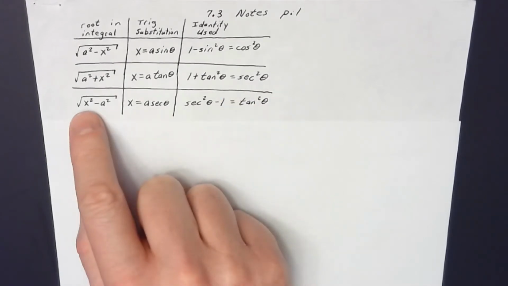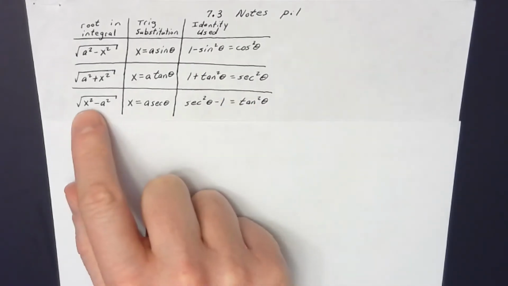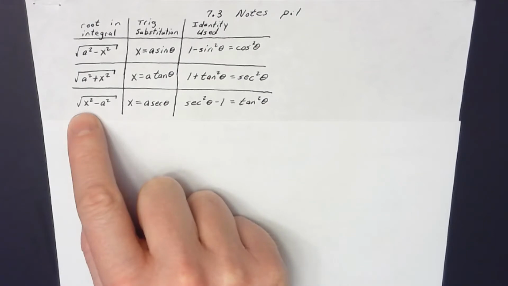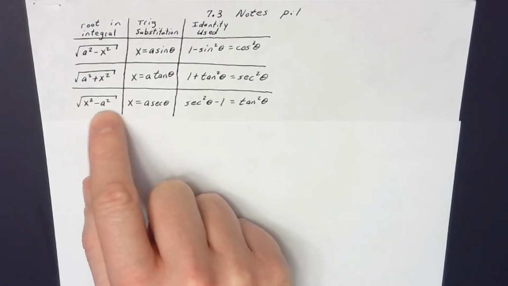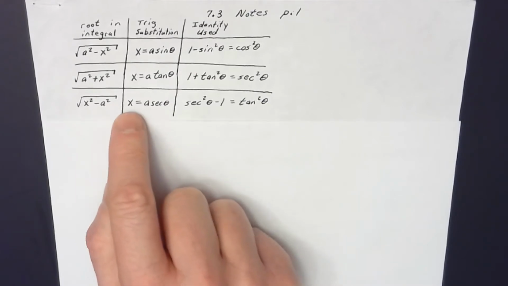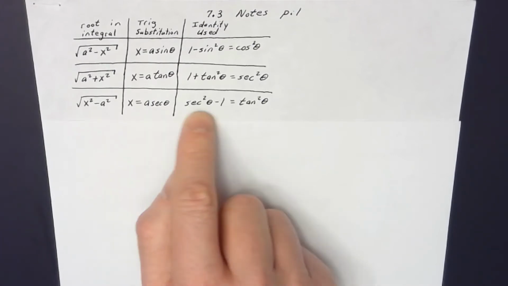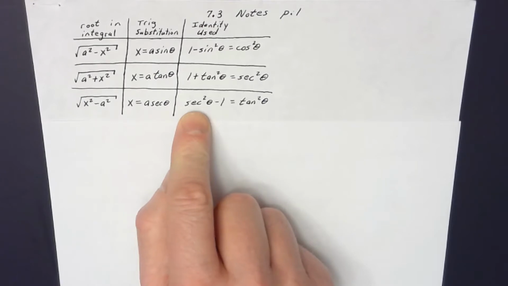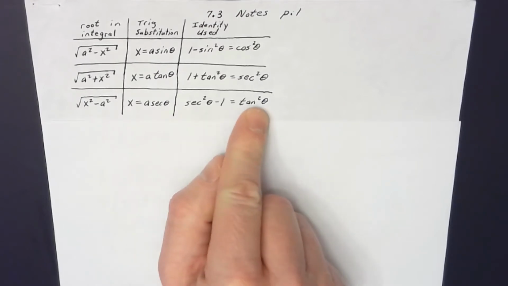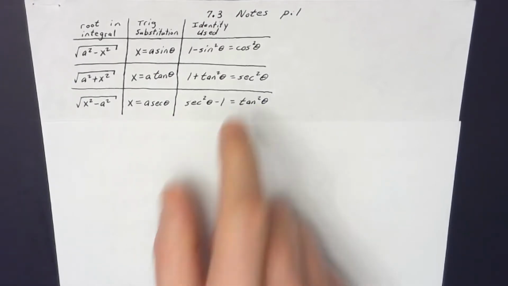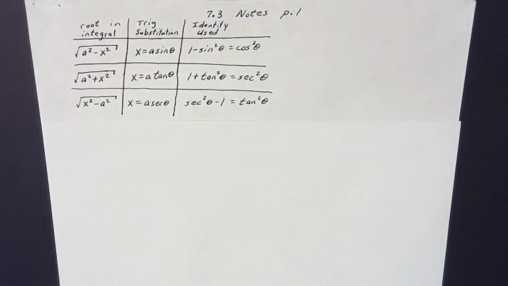Well, the other scenario, and there's only these three scenarios here, is when you have a variable squared minus a constant squared. Anytime that's the case, you're going to say, well, all I need to do is let that variable equal the constant times the secant of theta, and then the trig identity that comes into play is secant squared theta minus 1 is equal to tangent squared theta. Now, that probably seems a bit strange here at first. You're like, well, how am I going to use that in problems? Let's look at a problem.